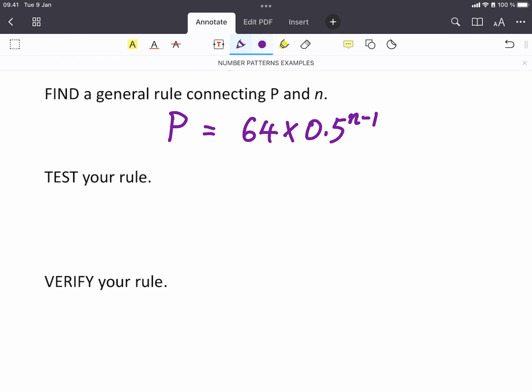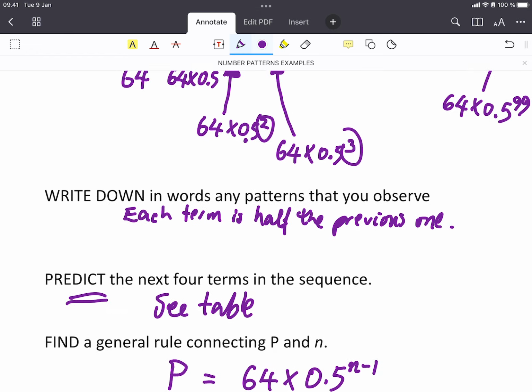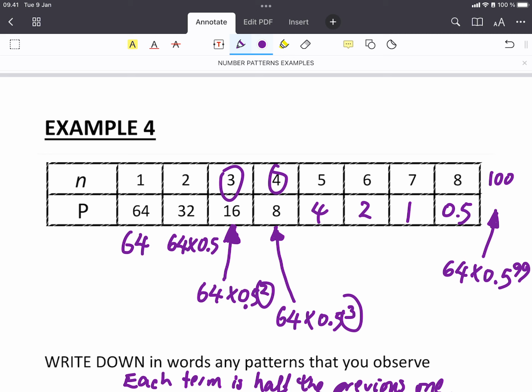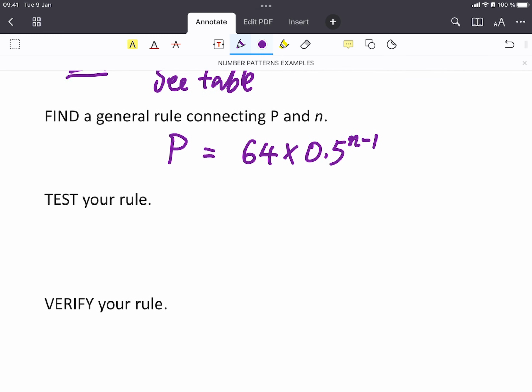Okay, so good old test and verify again. So test, remember, is checking it works for the low values that are already given to you, and verify is checking that it still works for some of the higher values where you completed the table.